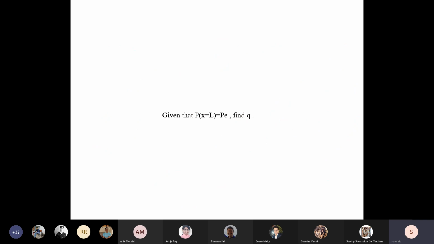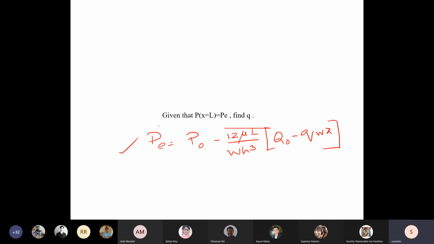Given that p of x equals p e, you have to find q. This I will leave since we already have the expression for p. The expression for this is simply going to be from the previous slide. So this is what you would get from the previous case.